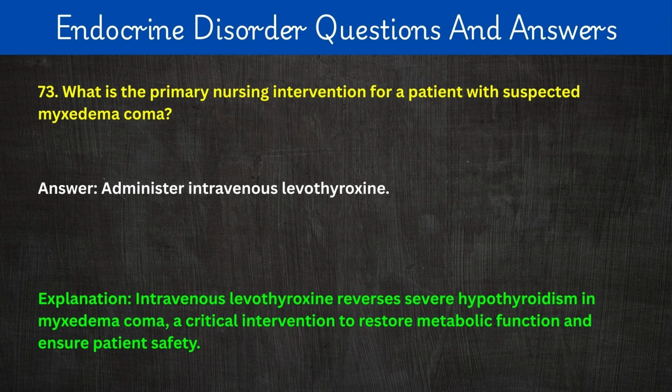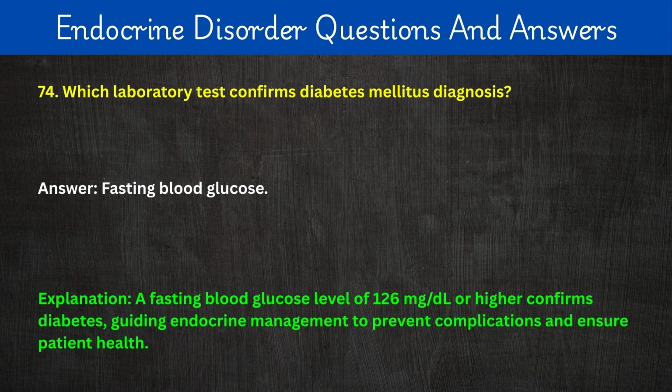73. What is the primary nursing intervention for a patient with suspected myxedema coma? Answer: administer intravenous levothyroxine. Explanation: intravenous levothyroxine reverses severe hypothyroidism in myxedema coma, a critical intervention to restore metabolic function and ensure patient safety.